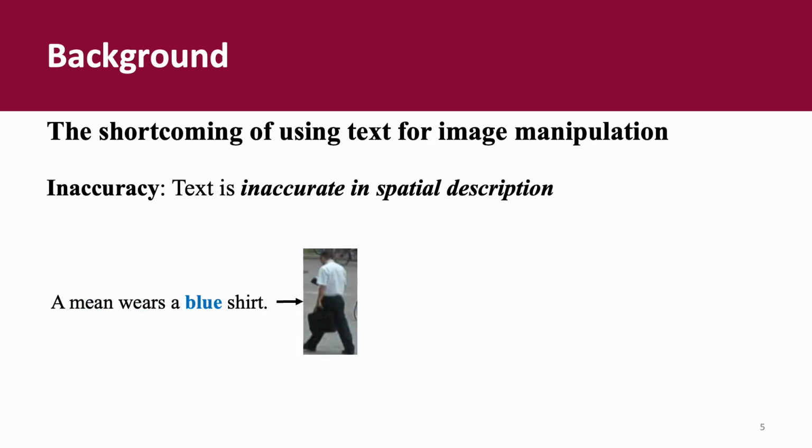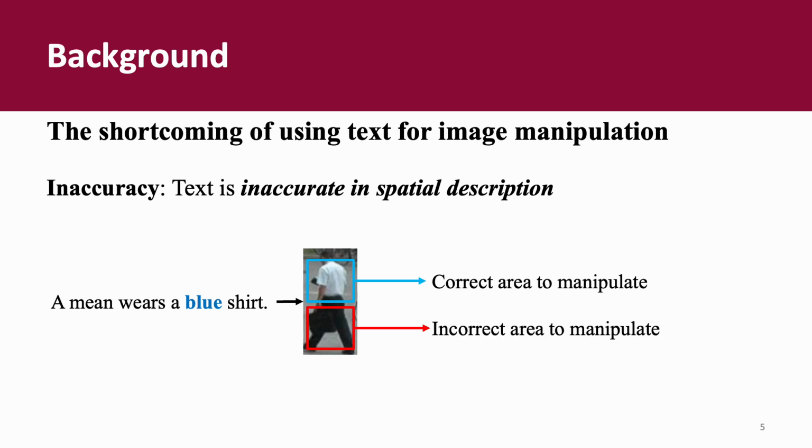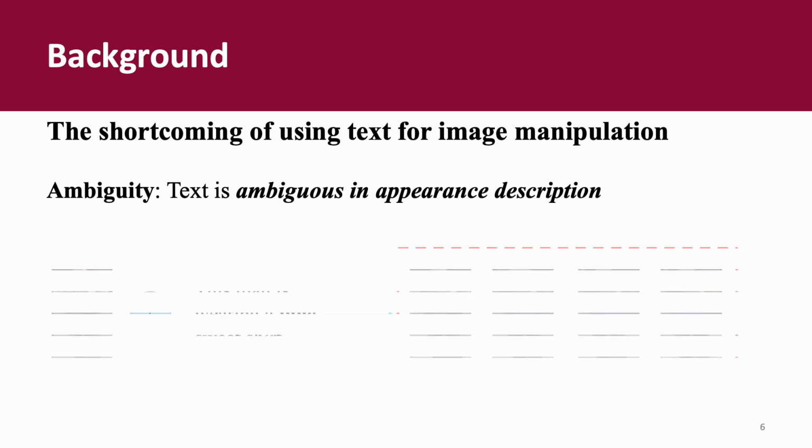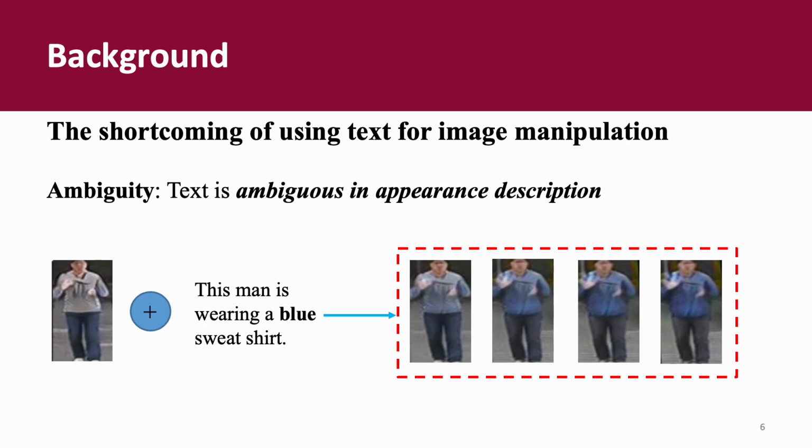There are several shortcomings we need to consider for text-guided manipulation tasks. The first one is that when we use text as a condition to manipulate, it is not easy to obey the correct areas to manipulate, since language varies in its form of description. The second property of using text for image manipulation, which is not considered by the current methods, is that the text is ambiguous in the description of appearance.